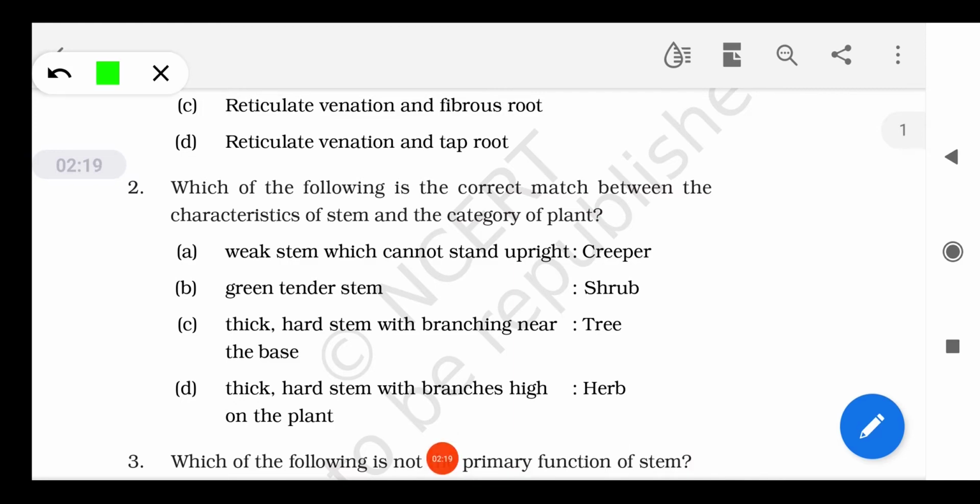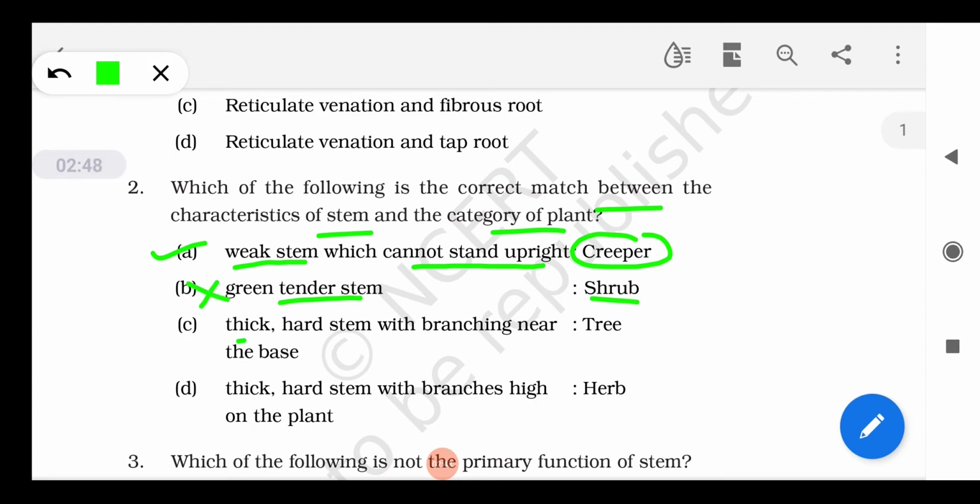Now let us move to question number 2. Which of the following is the correct match between the characteristic of stem and category of plant? The weak stem which cannot stand upright is creeper. Absolutely correct. Green tender stem, shrub. Actually shrubs don't have green tender stem. It has sufficiently strong stem. So this option is wrong.